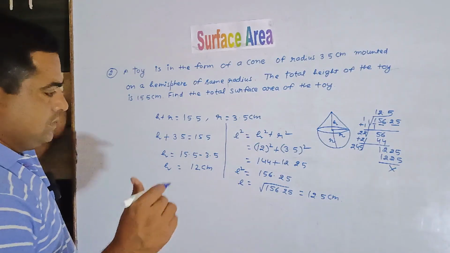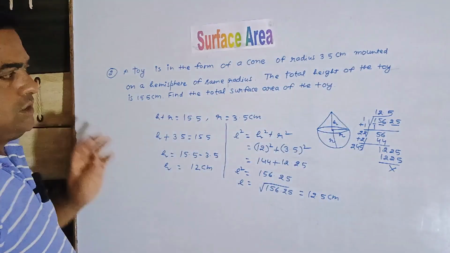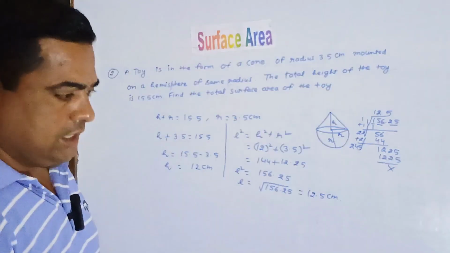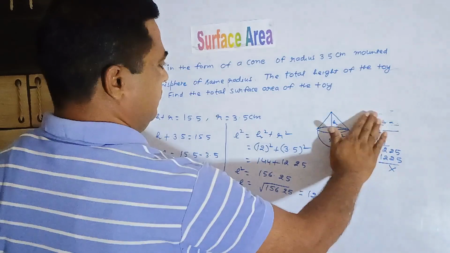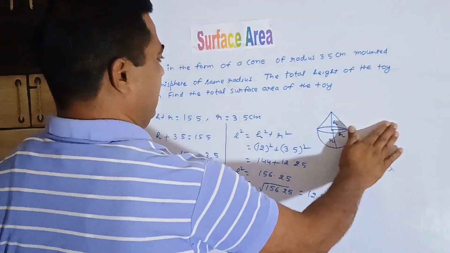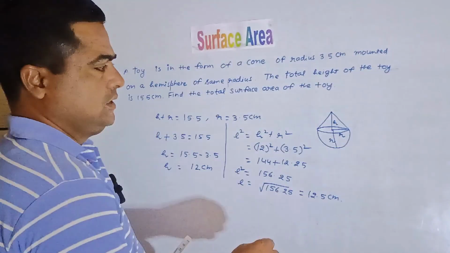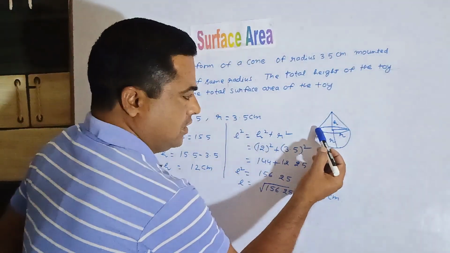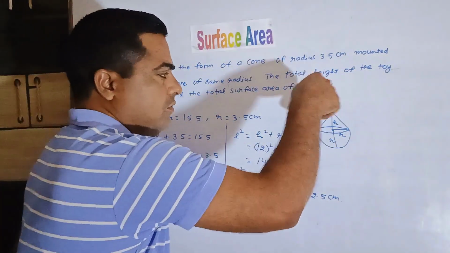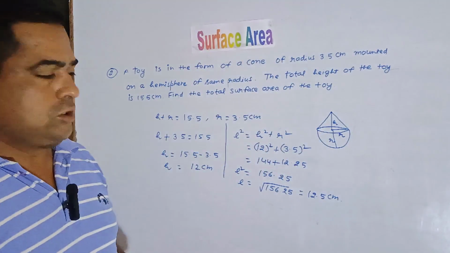Now what do we have to find? We have to find the total surface area of this solid, correct? You can see in the figure. How will we find the total surface area of this figure? Students, we know very well the total surface area of this solid. If we do painting on the surface, we can paint the curved surface area of the hemisphere and the curved surface area of the cone. So this will be the total surface area of this whole solid, correct?